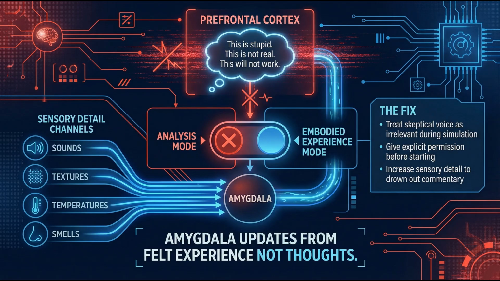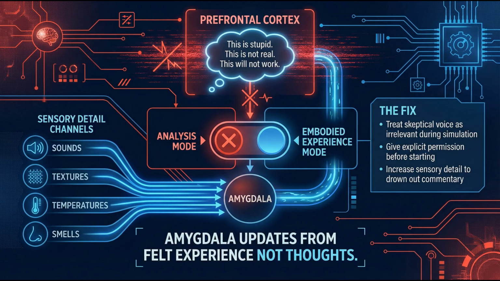Remember, your amygdala doesn't update from thoughts. It updates from felt experience. The moment you start analyzing the simulation instead of feeling it, you've switched brain regions and the amygdala disengages. The fix: treat the skeptical voice as irrelevant data. Not wrong, not right, just not useful during the simulation. The analysis happens before and after. During the simulation, your only job is to feel.